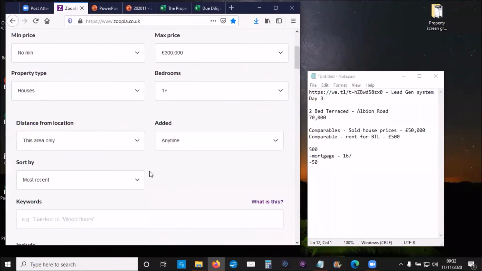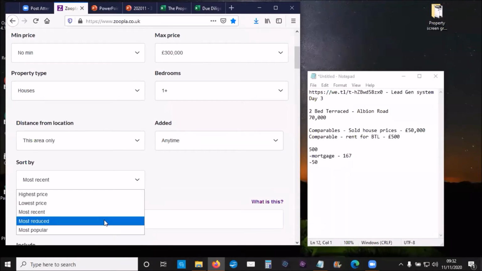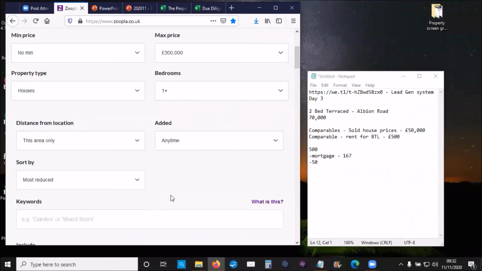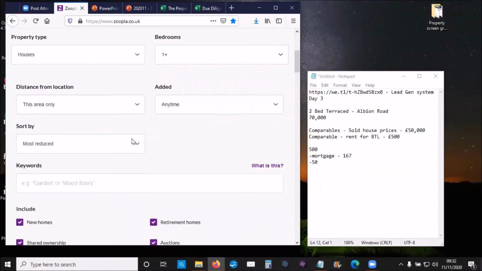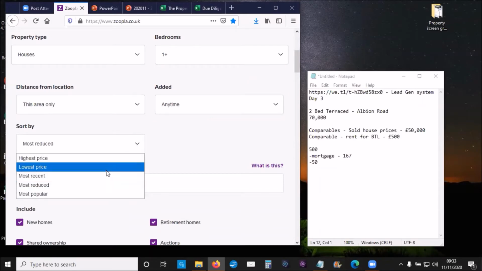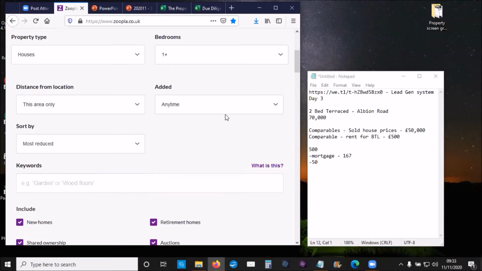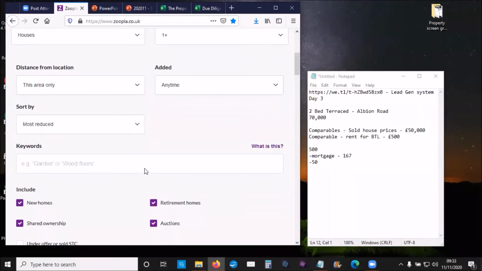Advanced search options. Sort by, let's go for most reduced. Oh, this is nice for Zoopla to have that option. That's actually quite nice, because in Rightmove, you don't get this option. You get the option to show like the oldest one or most recent. Oh, but they don't have oldest one. Okay, most reduced, that's fine. Added anytime. Keywords.